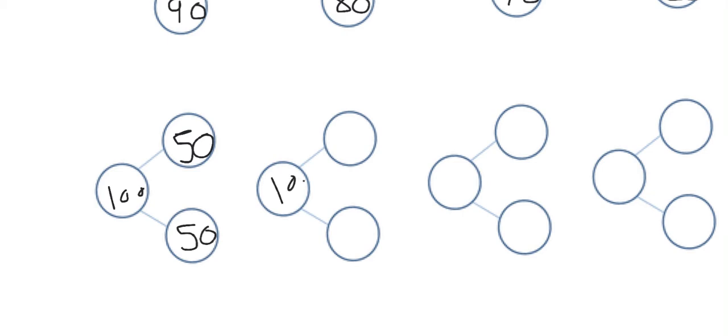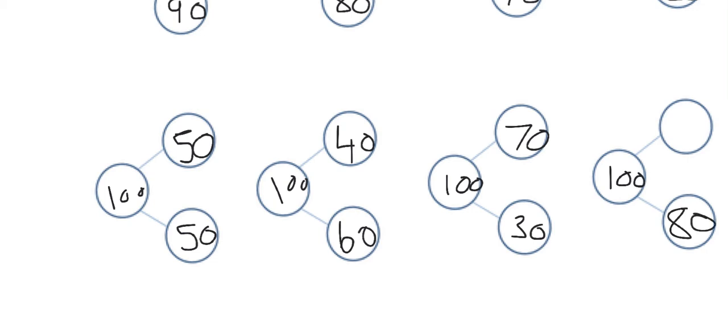If the total is 100 and one part is 60, what's the other part? Well done, it is 40. If the total is 100 and one part is 70, what's the other part? It's 30. Well done. If the total is 100 and one part is 80, what is the other part? 20. Well done. If the total is 100 and one part is 90, what's the other part? 10. Super.